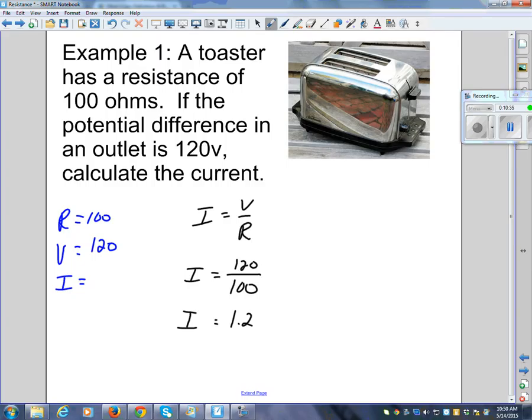1.2 what? Amps. 1.2 amps. How come some devices have these kind of gizmos? A transformer. Yeah. What does that do? It converts it to a lower or higher. To a lower voltage.